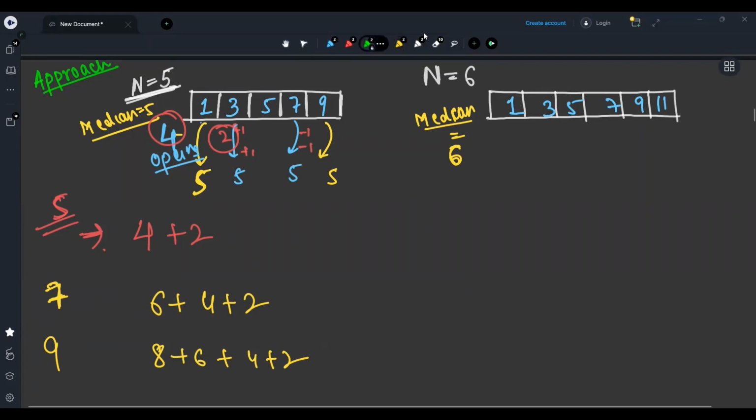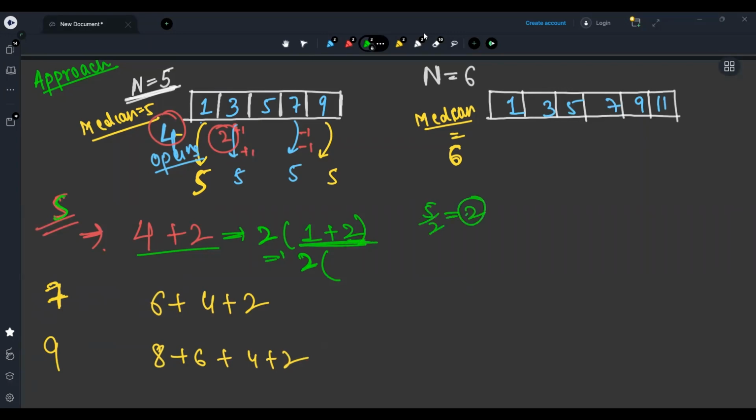Okay. Now, if I take this sum, this will be equal to 2 into 1 plus 2. That's why I was telling you, what is the number of elements? 5 by 2, that is 2. So that's why for 2 elements, 1 plus 2, we will have n into n plus 1 by 2, that is 2 into 2 plus 1 by 2.